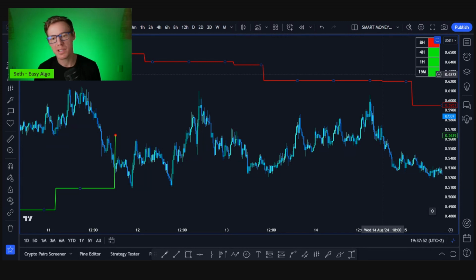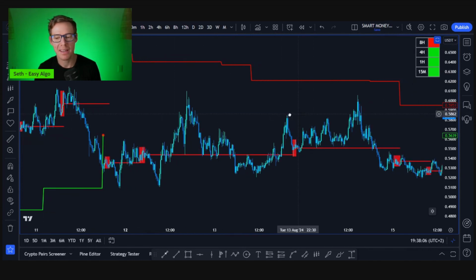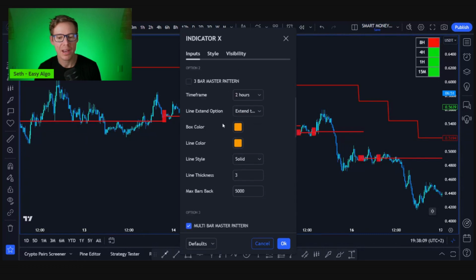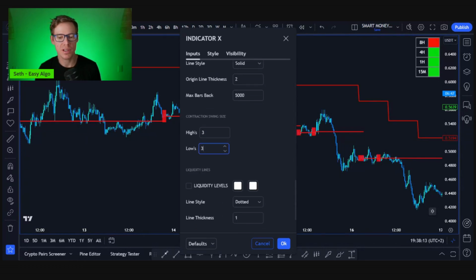So this is going to be a great tool, just as an additional companion tool to keep you on the right track and understand: are you looking for longs? Are you looking for shorts? Now we add indicator X onto our chart. And remember, anything under the 1 hour time frame, we're going to use 3 and 3. Anything above the 1 hour time frame, we're going to use 2 and 2.